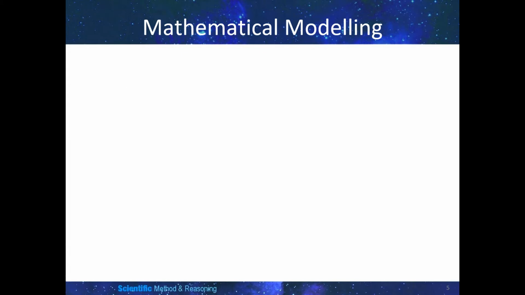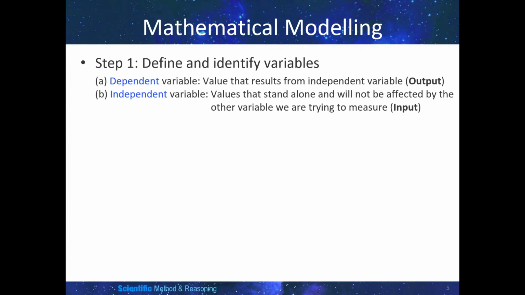After determining your aim and defining your keywords, we can move on to the 7 steps of formulating a good mathematical model. The first step is to define and identify variables. Your input will be the independent variables, and your output will be the dependent variable. Let's have a quick revision here. Dependent variable is the value that results from your independent variables. And independent variables will be values that stand alone and will not be affected by the other variable we're trying to measure. In short, independent variables will affect your dependent variable.